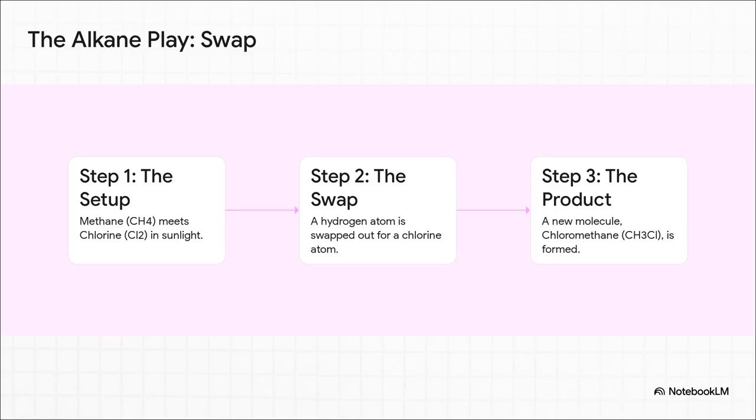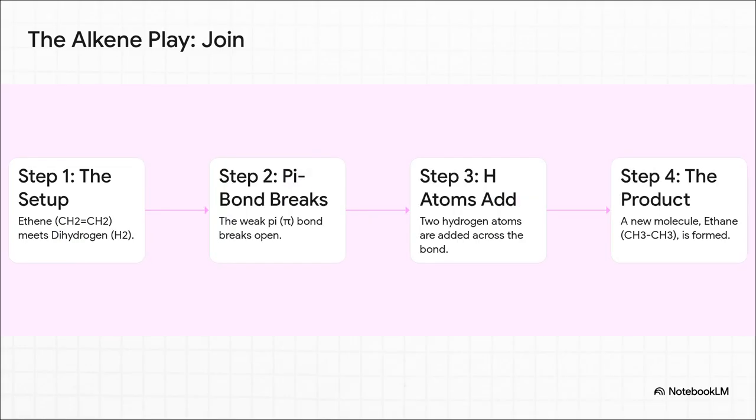Simple as that. All right, now for the reactive alkene. Watch what happens here. You've got ethene with its double bond, and it meets some hydrogen. That weak pi bond eagerly just breaks open, and boom, the two hydrogen atoms are added on. The double bond completely vanishes, becoming a single bond. Just like that, ethene has transformed into ethane. It's a totally different game.